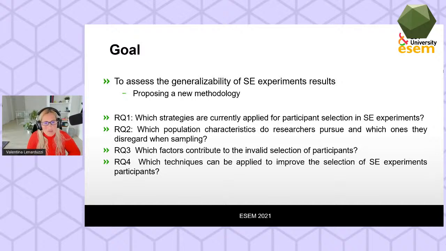So the first research question is which strategies are currently applied for participant selection in software engineering experiments. We consider this first question the baseline to start with this new idea. The second is which population characteristics researchers pursue and which ones they disaggregate when sampling. Third, which factors contribute to invalidity of the selection of the participants, because it's important to have the pros and cons. And fourth, which techniques can be applied to improve the selection of software engineering experiment participants. So we want to have the complete overview in order to define our new methodology. The next one, please.